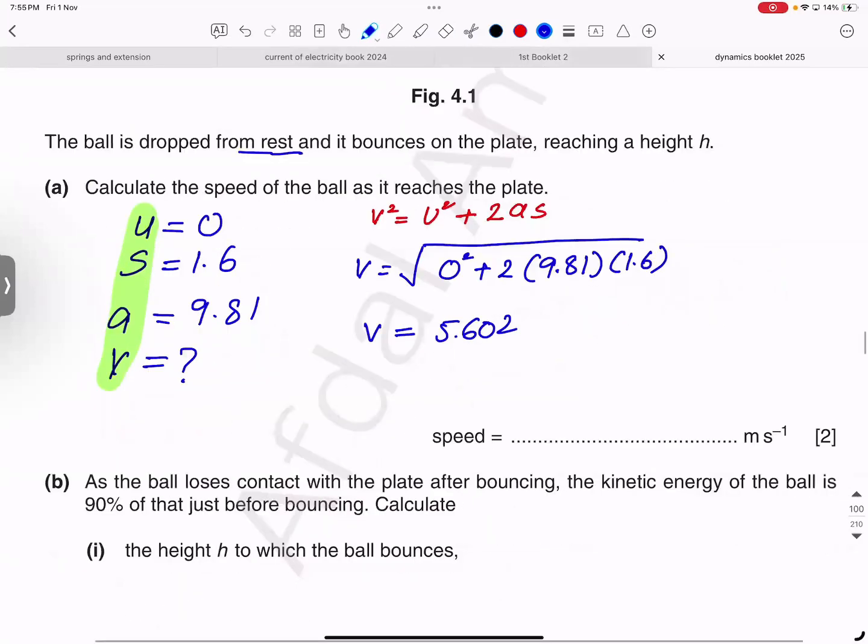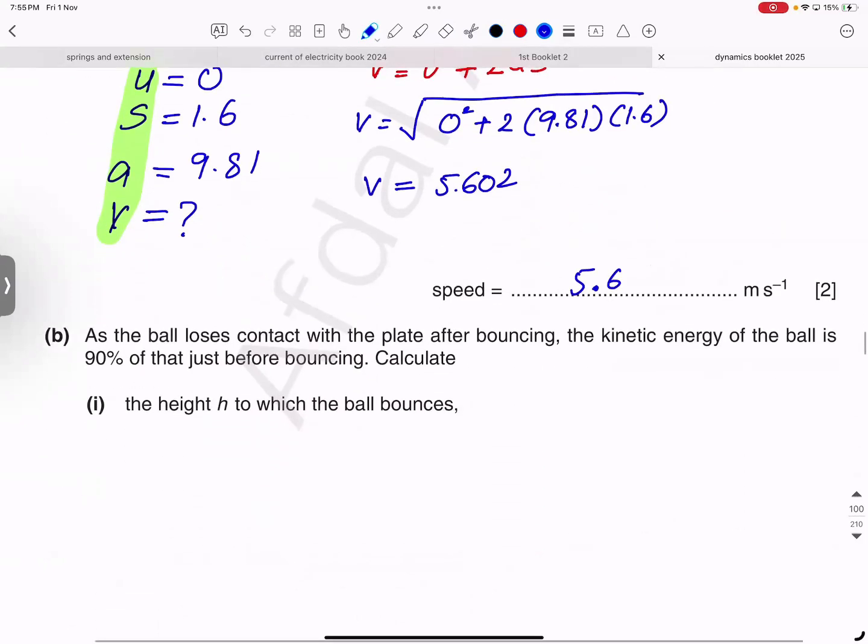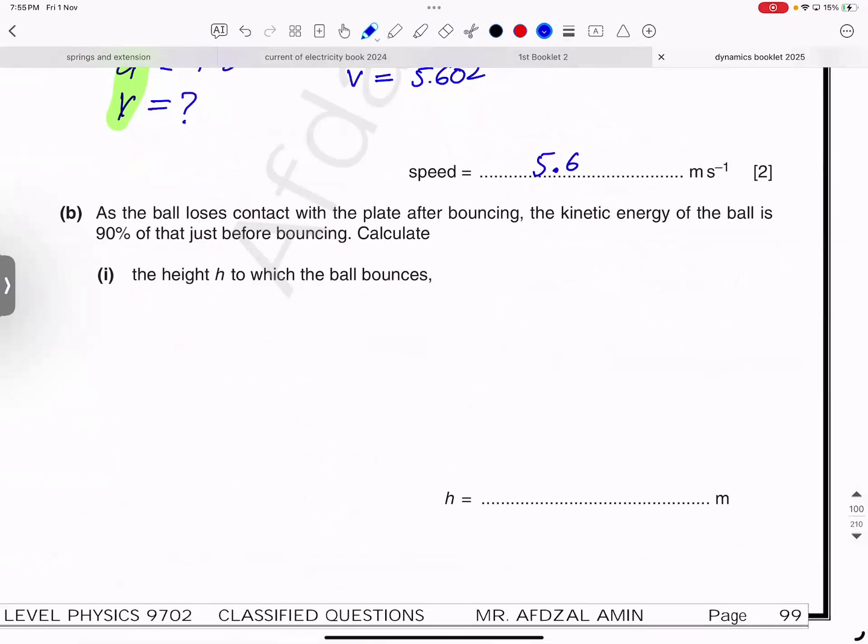Yes, you can also solve this question using the energy method. The loss in GPE is equal to the gain in kinetic energy. You are right. 5.6. But please keep in mind that this is only true if there is no air resistance or friction. As the ball loses contact, it rebounds. Kinetic energy is 90%. So if kinetic energy is conserved, its new gain in GPE will also be 90%.